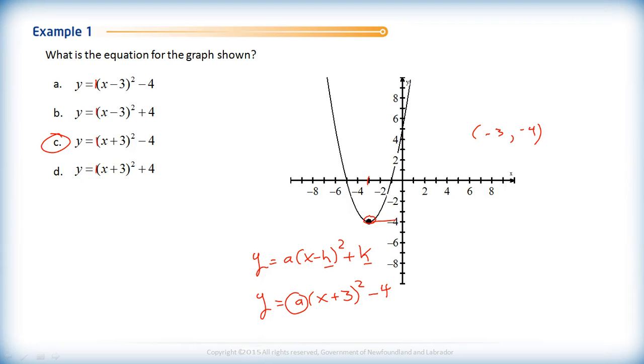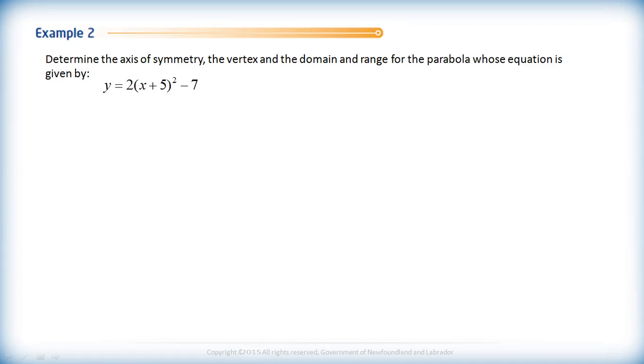Looks like all the signs are just trying to play tricks with which way things go, up or down, left or right. Next one, determine the axis of symmetry, the vertex, and the domain and range for the parabola whose equation is given by that. So let's see what we got here.